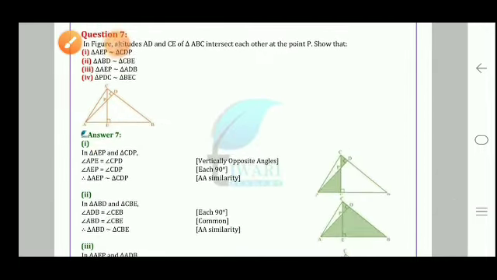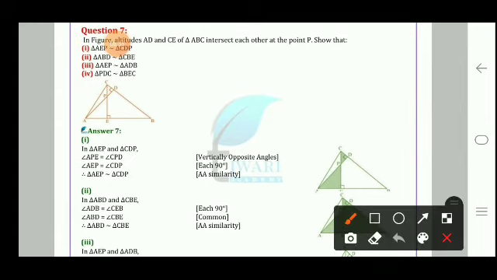In question number 7 it is given that from the figure, altitudes AD and CE of a triangle ABC intersect each other at the point P. Show that triangle AEP is similar to triangle CDP. So the first part is to show that triangle AEP is similar to triangle CPD. Looking at both the triangles, angle APE is equal to angle CPD, vertically opposite angles. Then angle AEP is equal to angle CDP, 90 degrees each. This is given, so by angle similarity criteria both the triangles are similar.